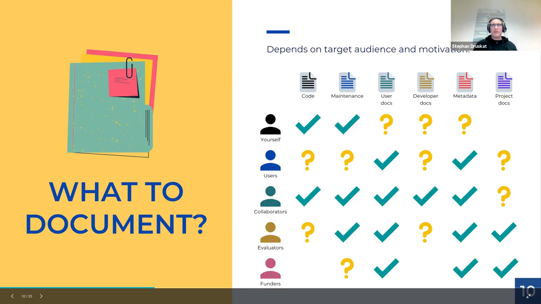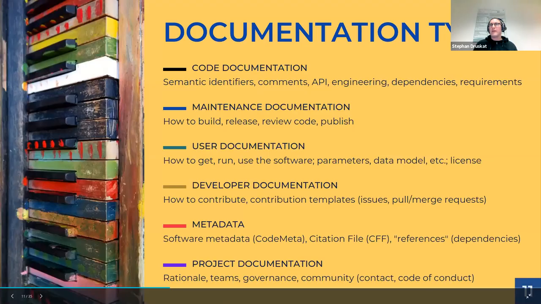And to give some examples of the different types of documentation that I've mentioned here, code documentation includes something like semantic identifiers, so function names, names of variables, etc., but also code comments, the API docs you write into your code, any engineering information you have, release engineering documentation, dependencies, etc., requirements for running your software. And maintenance documentation is kind of the bridge towards user documentation and developer documentation. It includes how to build, how to release your software, how to review the code, if that's a part of your process, and also how to publish the software.